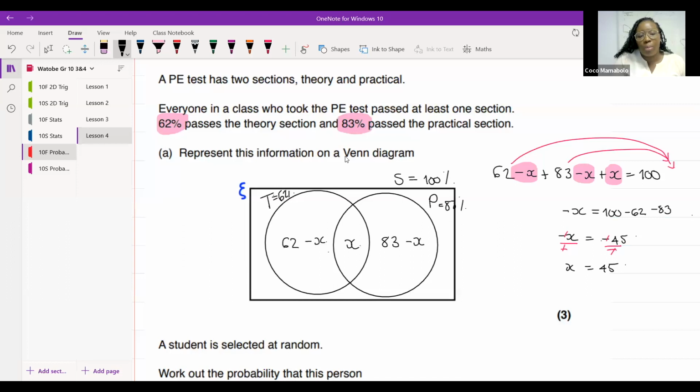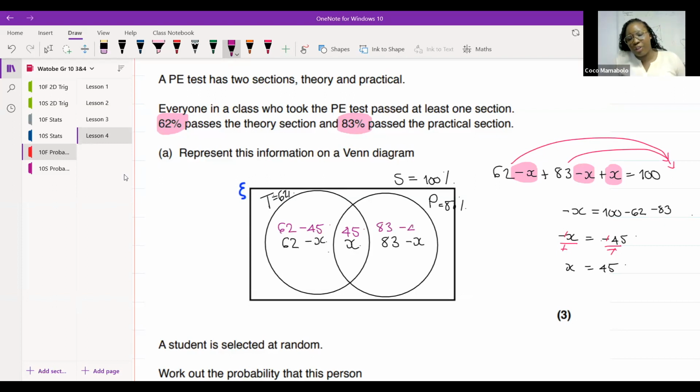So we're going to go back to our drawing, Sinako. We know that X over here in the middle is equal to 45. What about the theory part? What must theory now equal? You want to say the 62 minus the 45. Beautiful, 62 minus 45. And what about the practical part? 83 minus 45. Excellent, 83 minus 45.